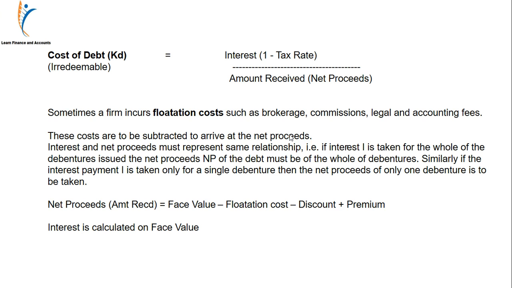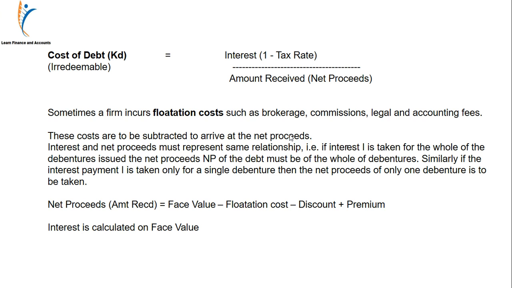So, what is net proceeds? Net proceeds is also known as amount received, which is equal to face value minus flotation cost minus discount plus premium. Now, what is this discount and what is this premium? See, discount is when the company is issuing debentures and the debenture is of 100 rupees, but people are not purchasing debentures. They do not trust the company, or the company can be new in the market. So they are not purchasing the debentures for 100 rupees.